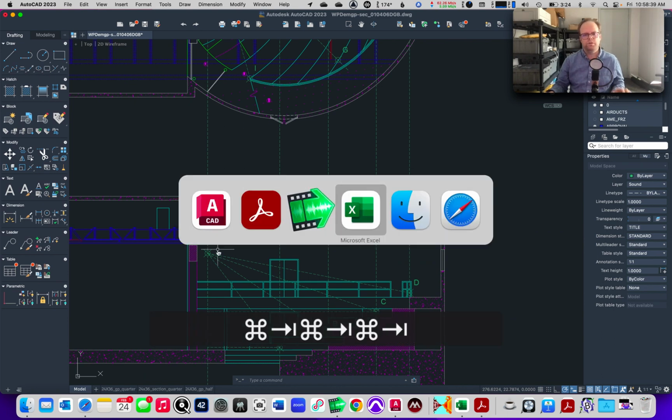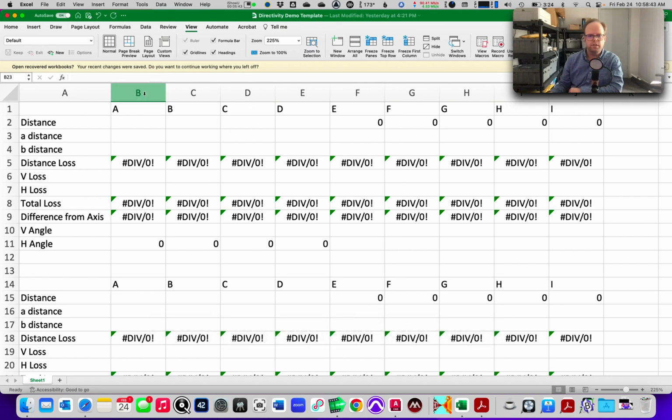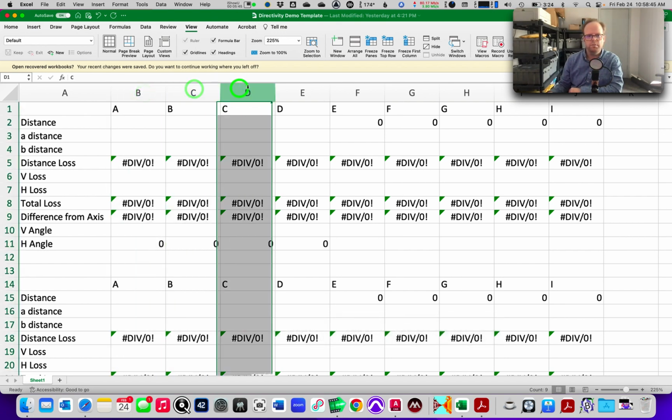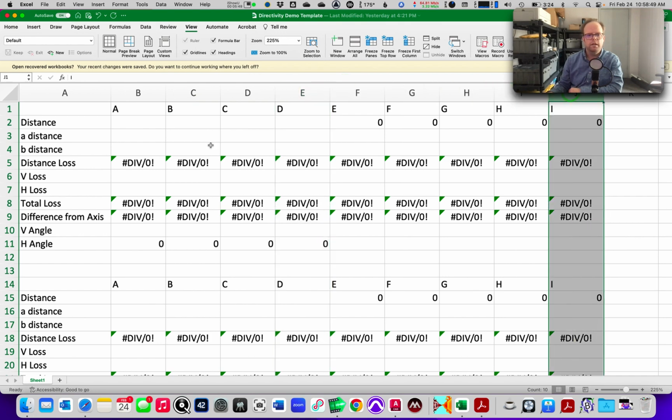So let me now show you what I've got set up here to keep track of this information. I have in Excel a bunch of columns set up here, A through I. I want to first find out how far away each of those seats are from the loudspeaker. There are a couple of different ways I'm going to have to do that, which I'll explain as we go. Once I have those distance values, I can use them to calculate the dB loss over distance.